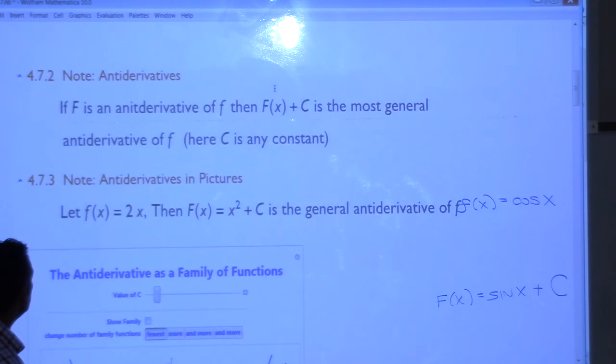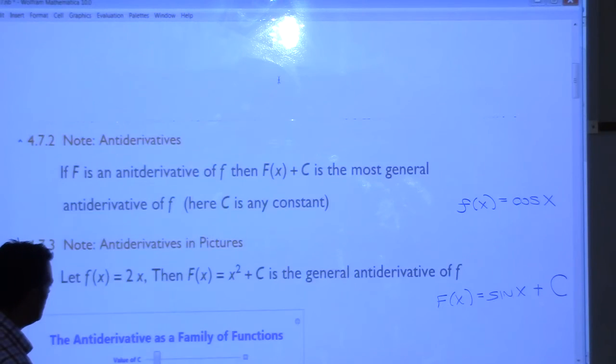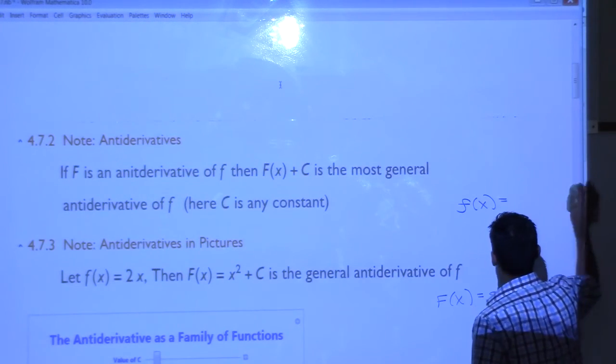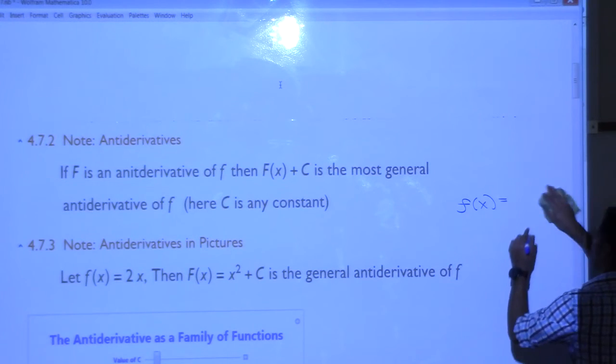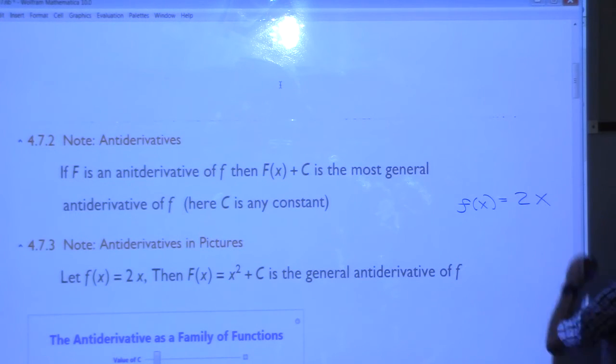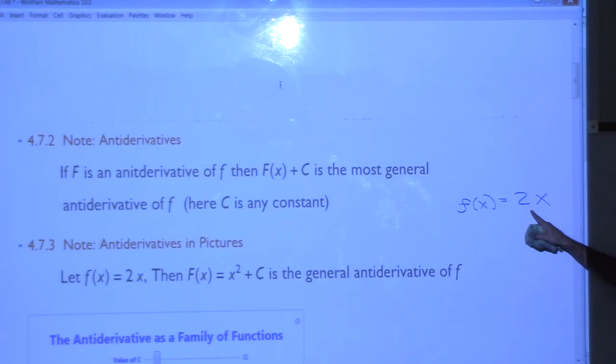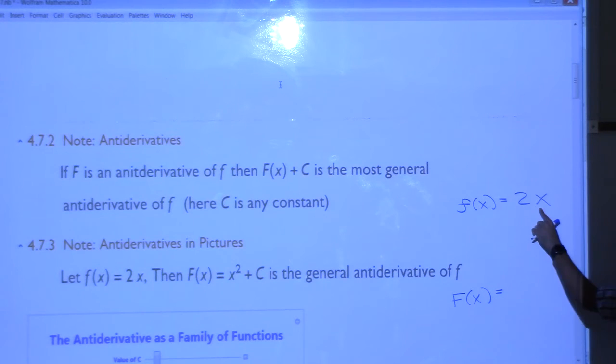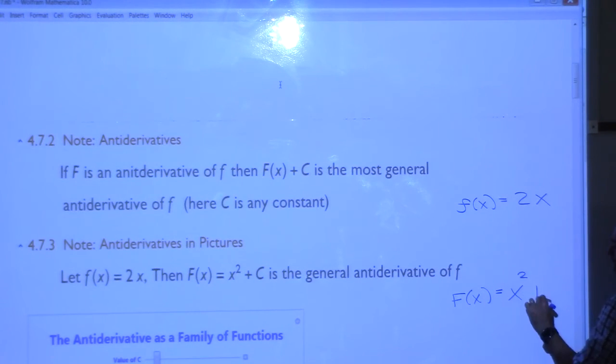So the way you look at antiderivatives then, well, let me do that one in a second. Let me put this up here. Let's do another example. Changing the function to the function 2x. All right? What is the most general antiderivative of this? So you have to think, what do you take the derivative of to get this? X squared. But we could add any number to the outside of that and we would have the most general form, right?